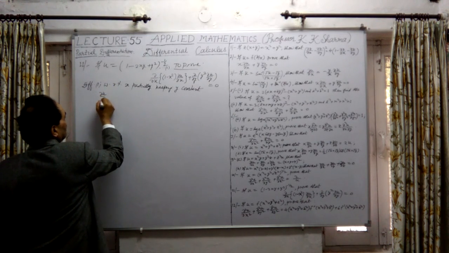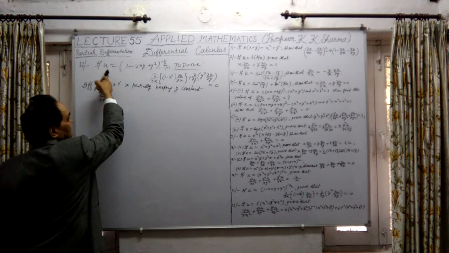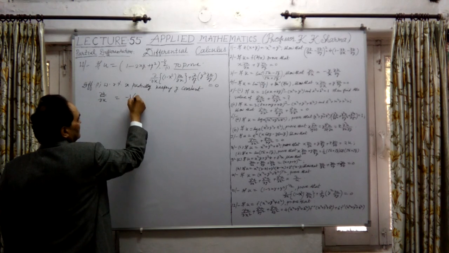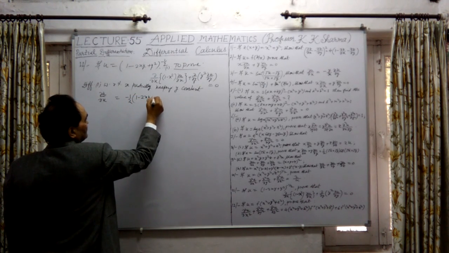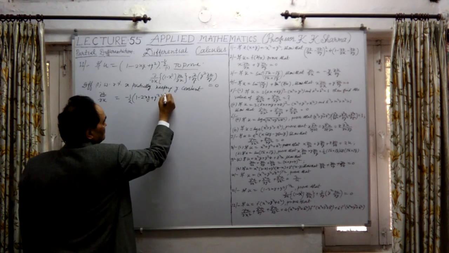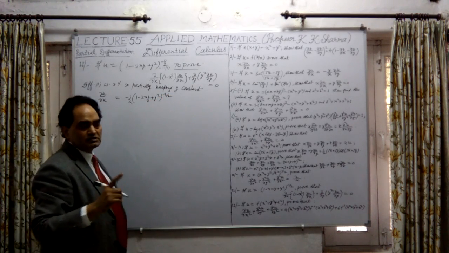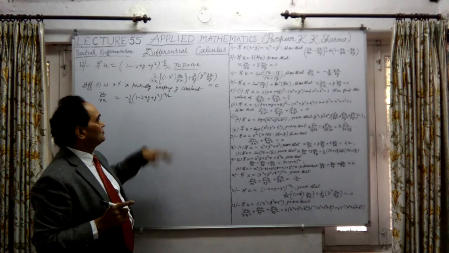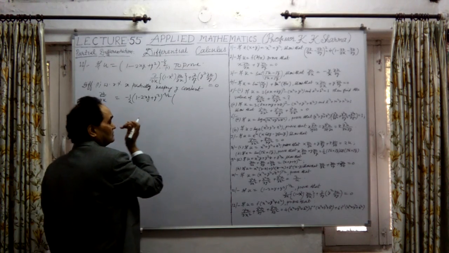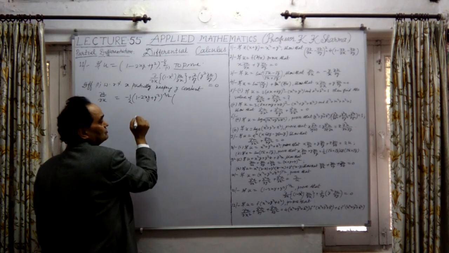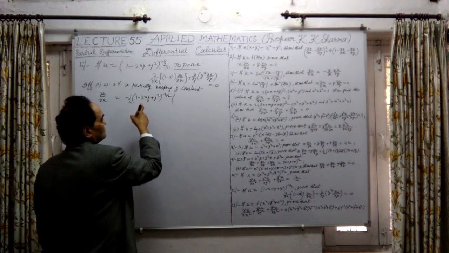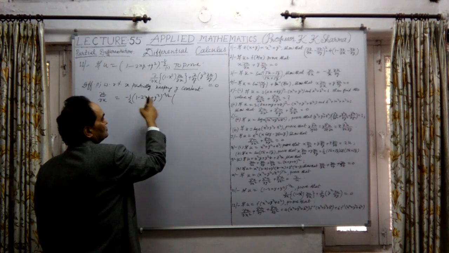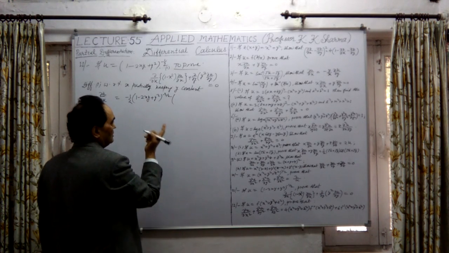This is del u del x. Differentiating with respect to x, this is simply minus half, the power will come before: minus half into (1 minus twice xy plus y square) whole power minus 3 by 2. Why? Minus half minus 1 means minus 3 by 2. But the differentiation is not complete, because the bracket value is not simply x. Whatever x factor is there has to be differentiated again. The y square will be 0 and 1 will be 0 because they are considered constant.